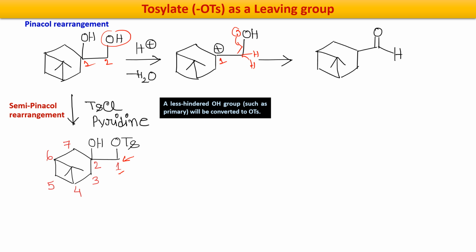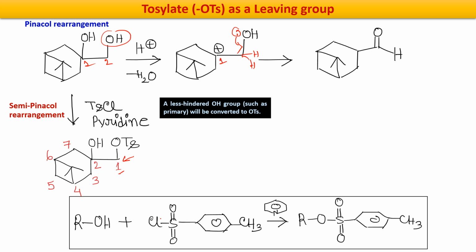If you do not have any prior idea about OTs, just see: suppose this is any alcohol ROH, R is any group, and this is TsCl. This molecule is TsCl. In the presence of pyridine we do this reaction. So H and Cl are removed, and you now get this oxygen-sulfur bond. The acid is removed in the presence of pyridine, that is, pyridine helps to remove this HCl. Ultimately we get ROTs, this type of conversion of OH to OTs.